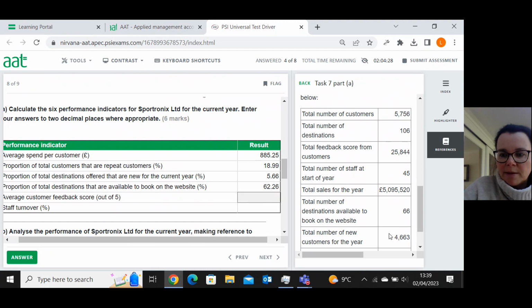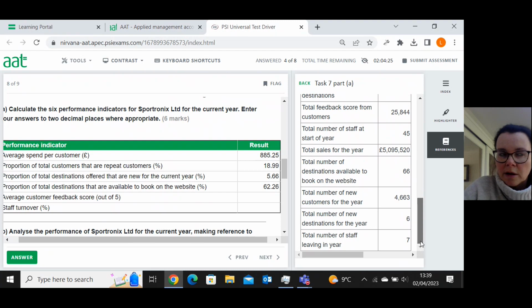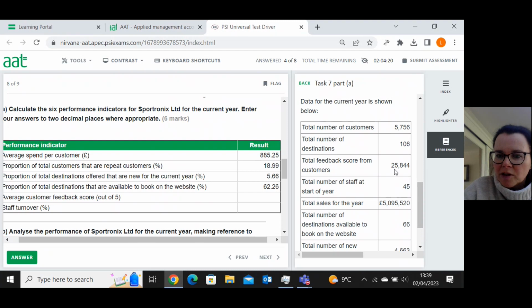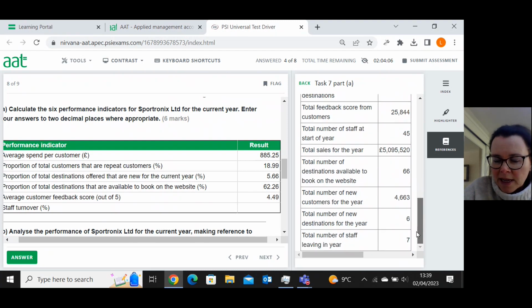And then the average feedback score. This data has been presented in a strange way. Here we go. We've got a total feedback score of 25,844. If we divide that by the total number of customers, we get an average of 4.49 out of 5. Pretty good. And staff turnover, that's the staff leaving. So 7 out of 45. 7 divided by 45 times 100 is 15.56.